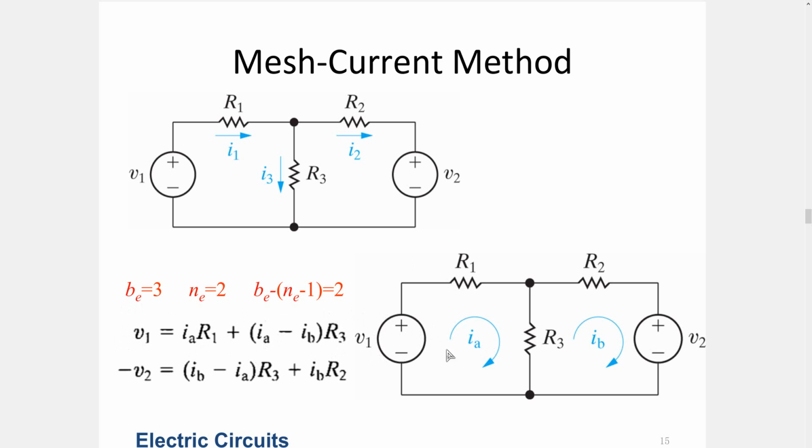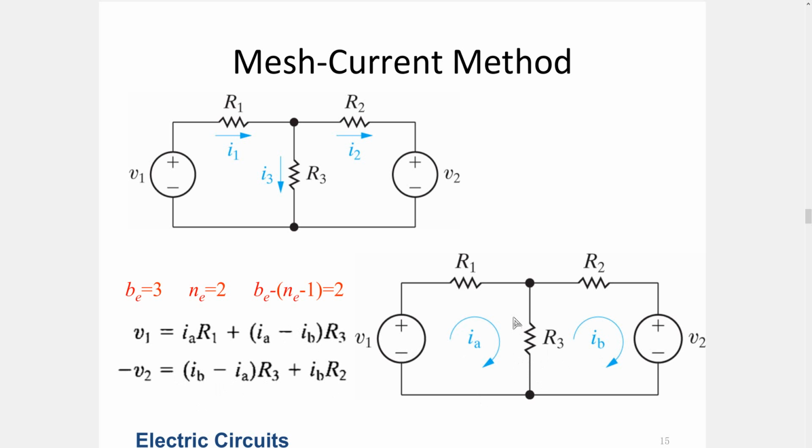And for the IB, since the rotation direction and the polarity of the voltage source are in line, it will have a positive sign. So V2 minus IA minus IB times R3 plus R2 times IB should be equal to 0. Here, the V2 can be moved to the other side as minus V2, okay? And the minus (IA minus IB) can be rewritten as IB minus IA.